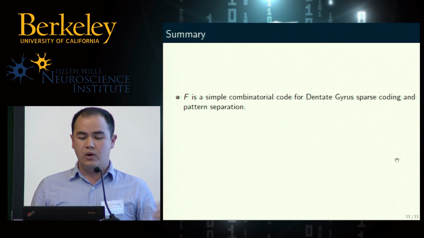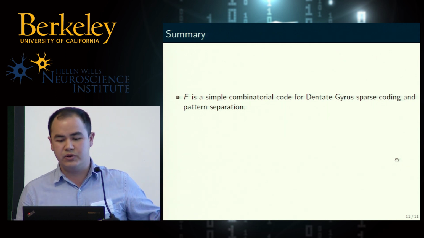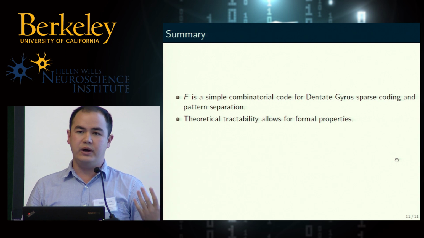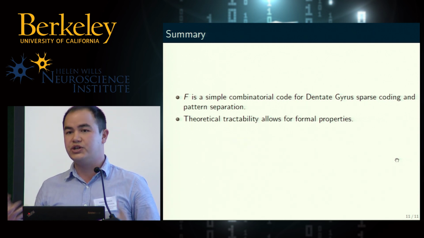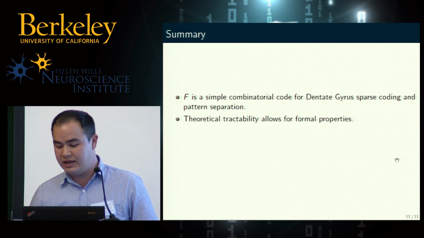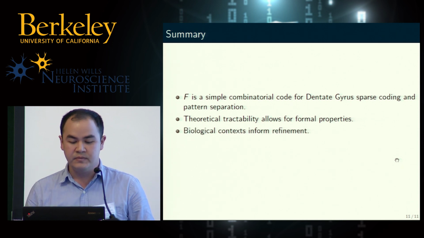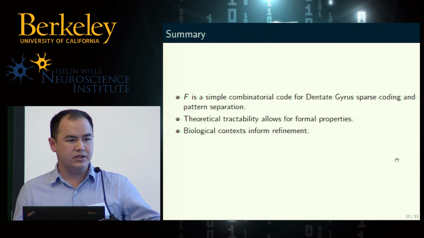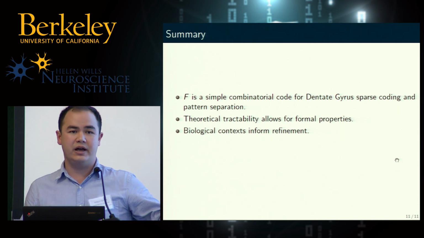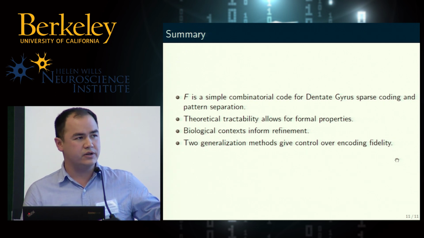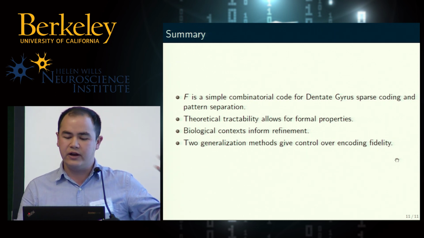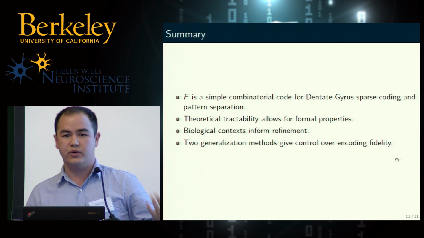Just to recap, we have a nice simple combinatorial code, but because it's so simple, we can show that it has the properties that we expect out of the dentate from the literature. And then we've used the biology to inform how we generalize and modify our code. When we combine the two generalizations we talked about along with others, we actually have really fine-grained control over the fidelity of our encoding.